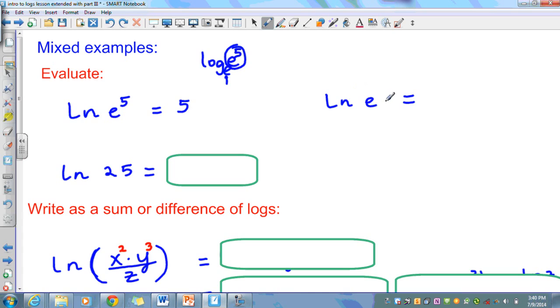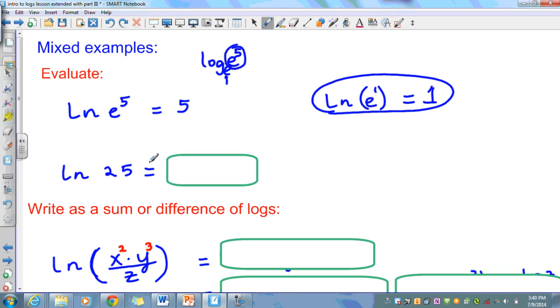ln e, by the same explanation, think of it as e to the 1, so the answer will be 1. So again, it's the power you need to raise e to get e to the 1, and that power you need to raise e is 1. The answer is 1. This comes up very often, so it's good to know that ln e is 1.